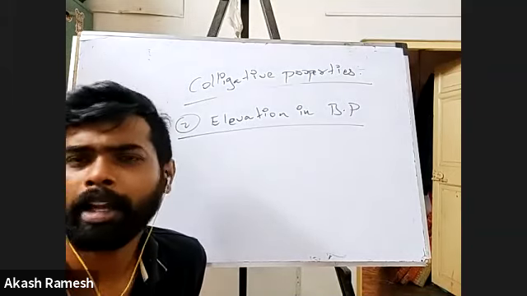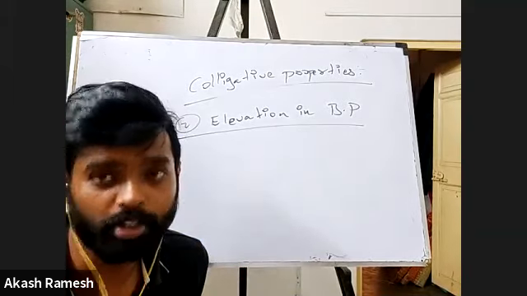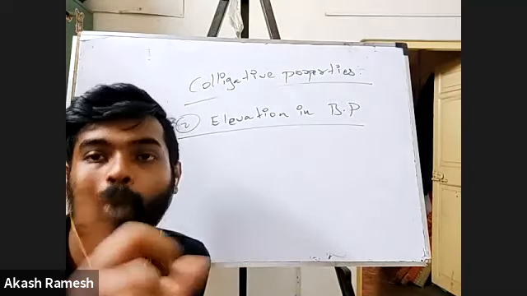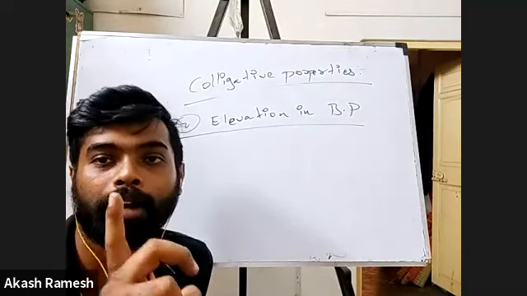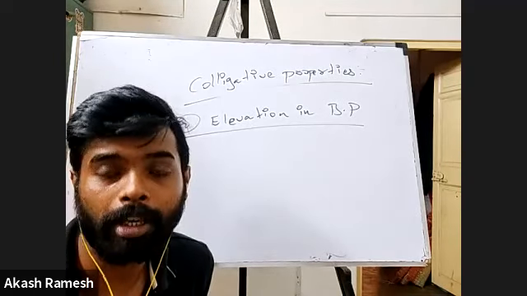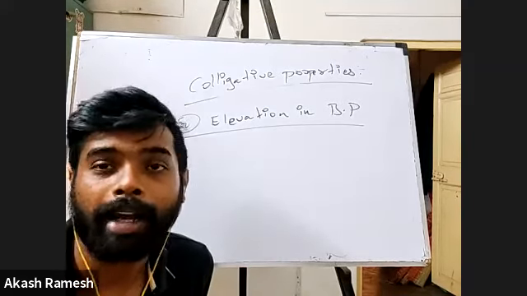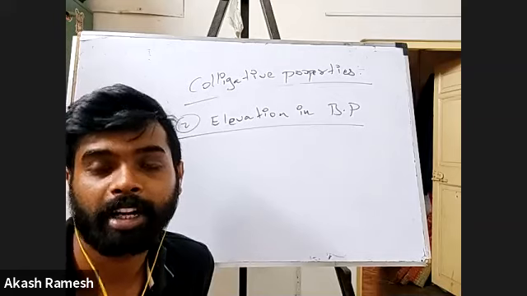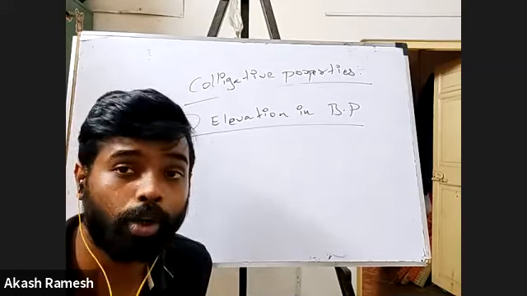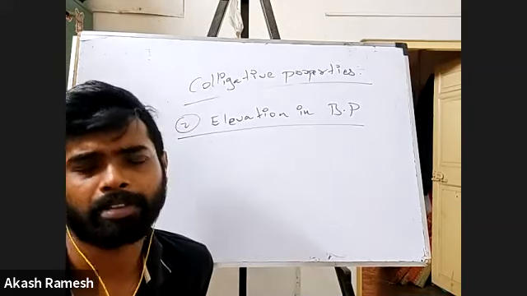Now please understand, we are talking about elevation in boiling point. Say I have a pure liquid, water, for example. I know water is going to have a boiling point of 100 degrees Celsius. Now when I add a salt, say NaCl, to that and check the boiling point, you will see that the boiling point would have become, say, 101 or 102, depending on the concentration. Now why does this happen?